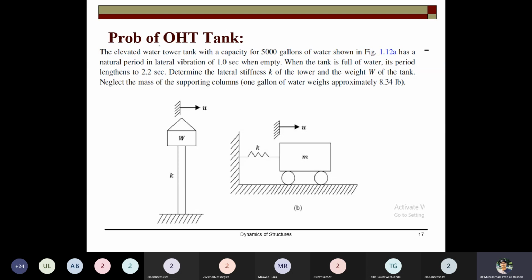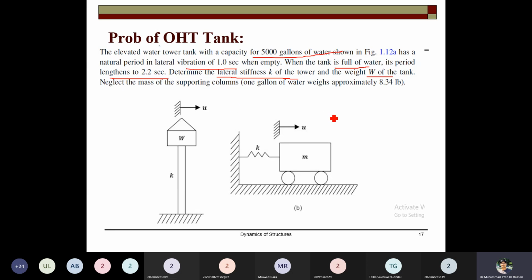The second one is the problem of the overhead tank, to compute the properties of the tank under the effect of free vibration. The elevated tank of this many gallons is shown in the figure, and it has a natural period in lateral vibration of 1 second when empty. When empty, it has the natural period of 1 second, and when the tank is full of water, its period is 2.2 seconds. And we have to determine the stiffness and weight of the tank. These two items are needed.